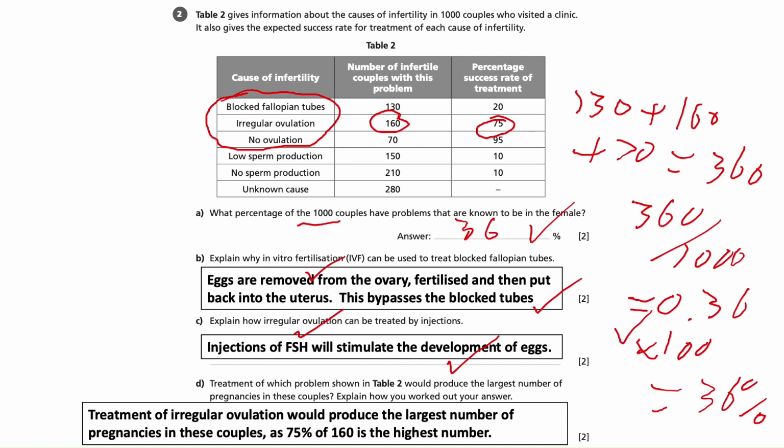You might think, okay, well, hang on, isn't no sperm production a greater problem? Well, yes, it's affecting more couples. However, the percentage of success treatment is very, very low. So therefore, you wouldn't get the same effective, efficient treatment as you would do with treatment of irregular ovulation, which will produce the largest number of pregnancies. So in terms of marks here, we get 1 mark for saying that treatment of irregular ovulation would do that, and we get a 2nd mark for our use of the data as 75% of 60 is the highest number. Those 2 points score us 2 marks available for this question.